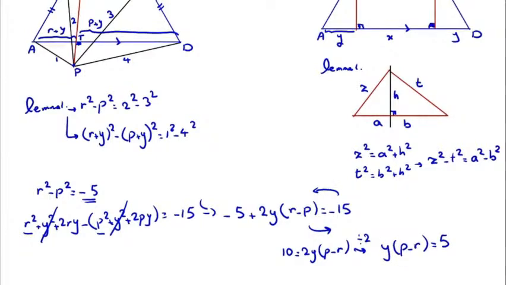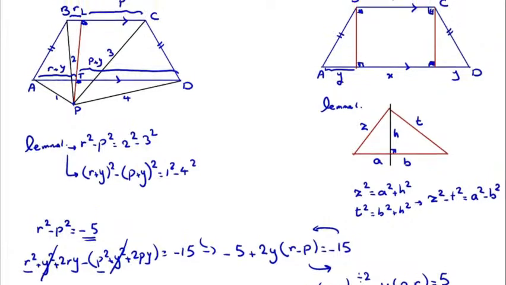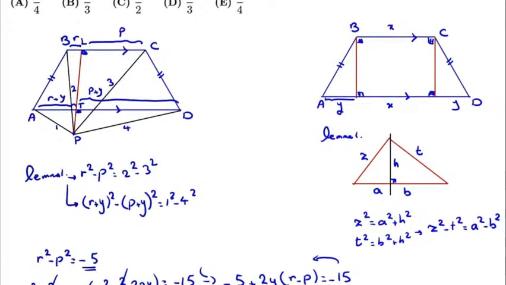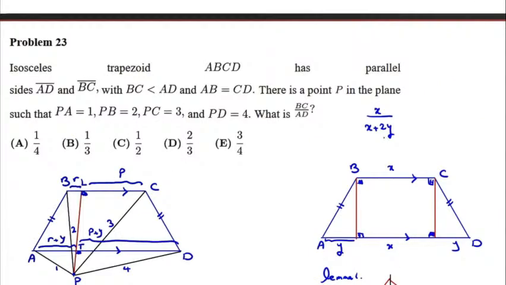Now the problem says, we want what? Let's go to the top part. Okay, it says we want X, which is R plus P, which is BC, over AD. AD is what? R plus P plus 2Y. Okay? Now, here, R plus P plus 2Y.